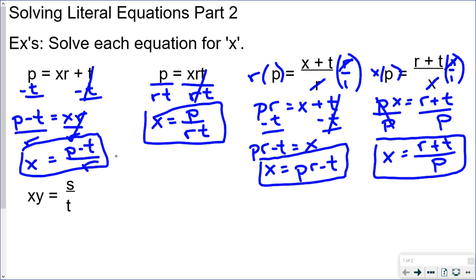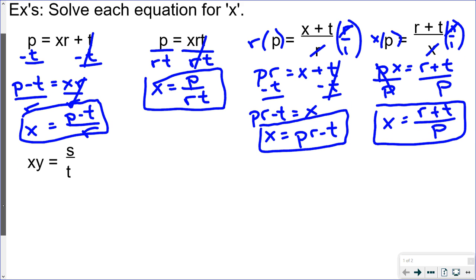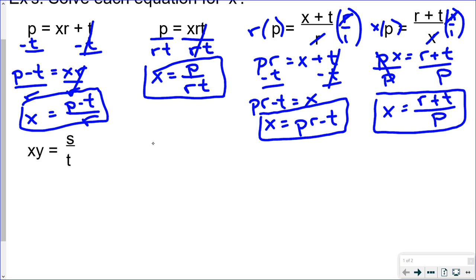All right, now this last one on this slide I want to show you. I'm solving this for x, so I want to get rid of the y. So you would divide both sides by y. A lot of students have trouble when I have a fraction divided by something, so I have s over t divided by y. They're like, oh, how do I do that? Well, dividing by y, I want to show you, it's the same thing as multiplying by 1 over y.